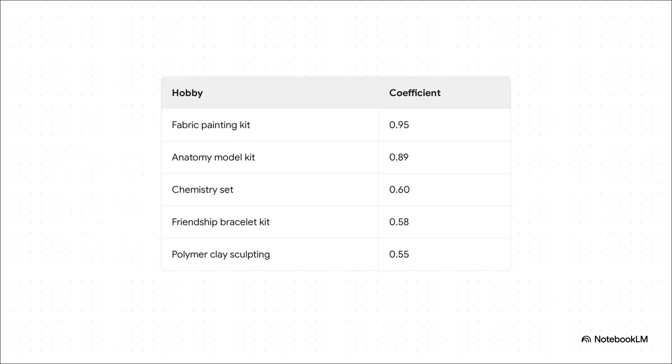Or how about this one? A startup wanted to make hobby kits for tweens, but, startups. They had a really tight budget. Instead of just throwing ideas at the wall, they used regression to see which product ideas had the strongest connection to whether or not someone would actually buy it. These numbers you see here, the coefficients, they're basically a score for how strong that connection is. The higher the number, the better. And just like that, they had a clear, data-backed roadmap for what to build first.